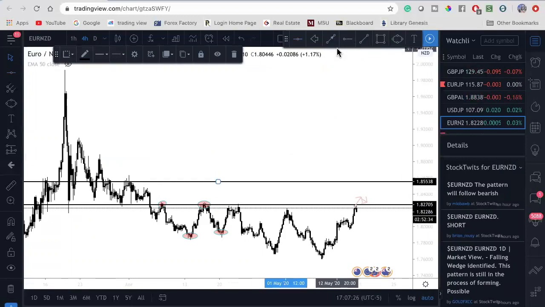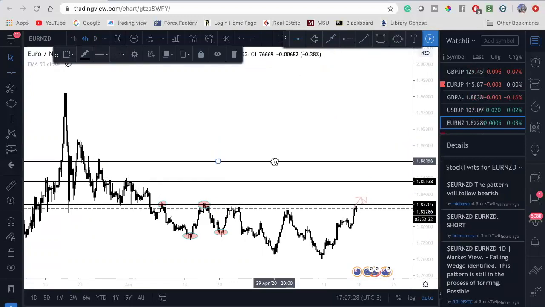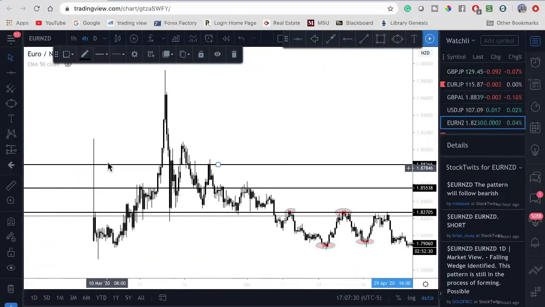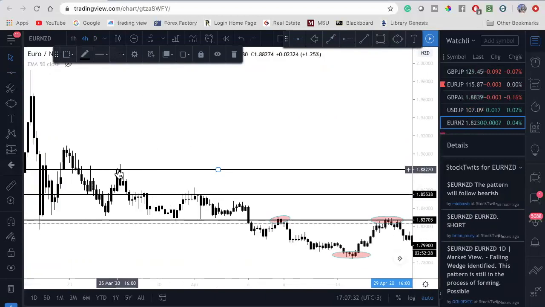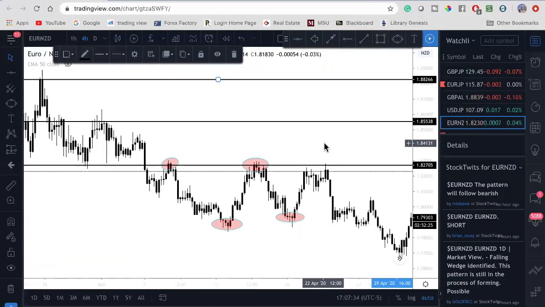TP1, TP2. Right here is a gorgeous zone. Beautiful price right there.